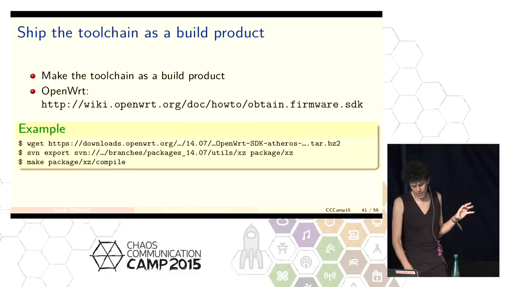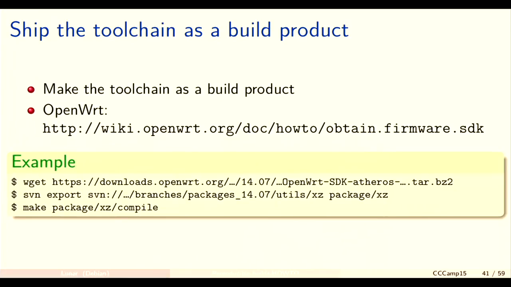So one middle ground is how OpenWRT does it: they actually make the tool chain a build product as well, and they distribute it, so you can download it from the same place you download the router image, and then rebuild the package because you have the right compiler for your system. It means the tool chain becomes a big project as well, so it has to be reproducible in itself. That would be great, and then for other users it becomes easier to rebuild a single package.